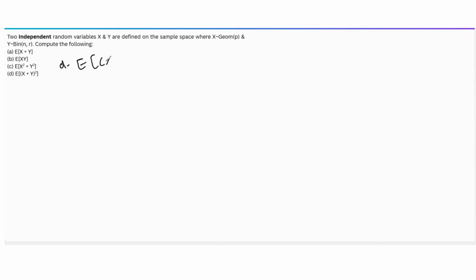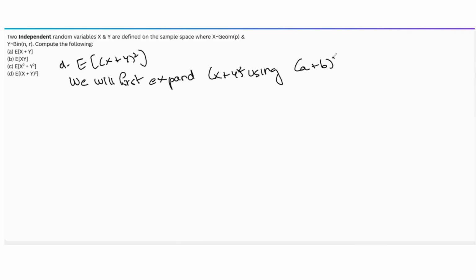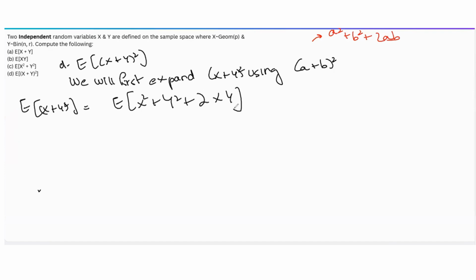Part D is the expected value of (x plus y) squared. Now to do this, we'll first expand (x plus y) squared using the identity for (a plus b) squared. What is (a plus b) squared? It's a squared plus b squared plus 2ab. So I will use this identity, and this will become the expected value of x squared plus y squared plus 2xy, right?